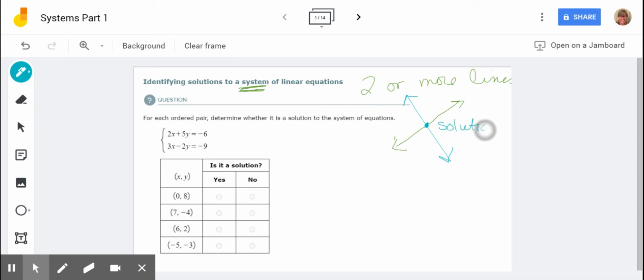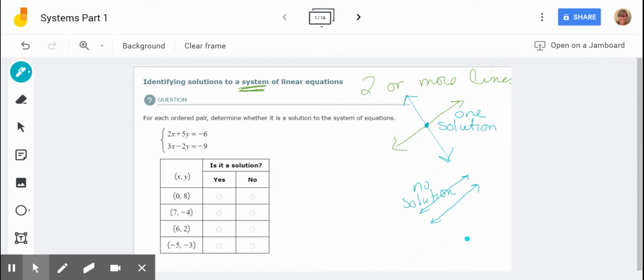You can have three different types of situations. Okay. You have one solution. This is where the graphs intersect. Okay. You could have no solution. That is when the graphs are parallel. Okay. This is a situation of no solution.